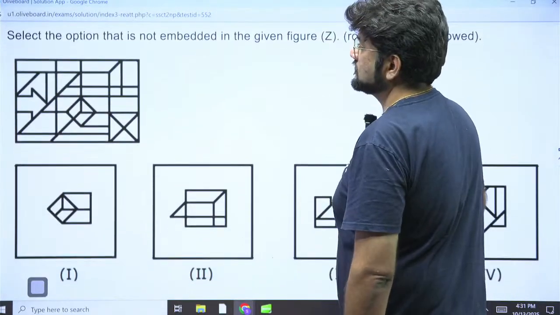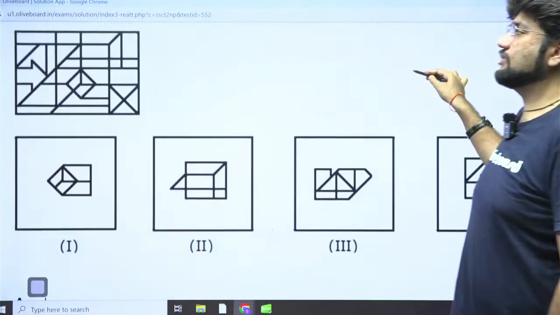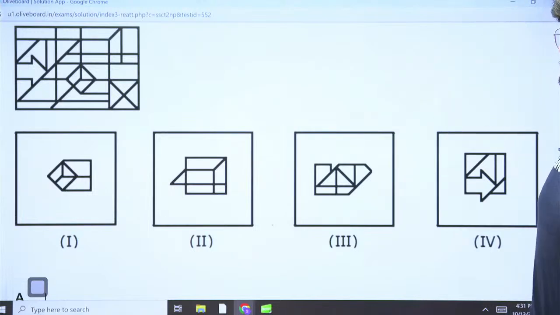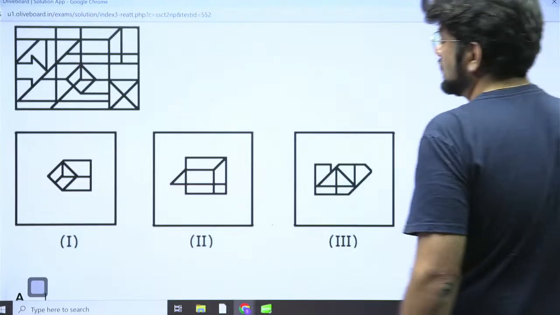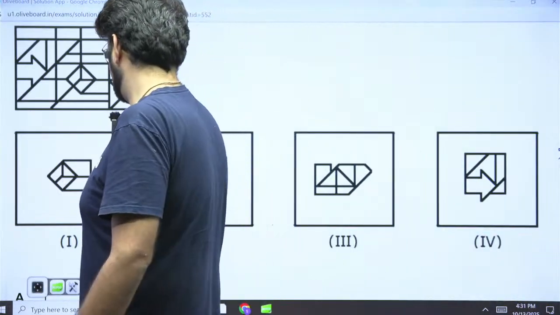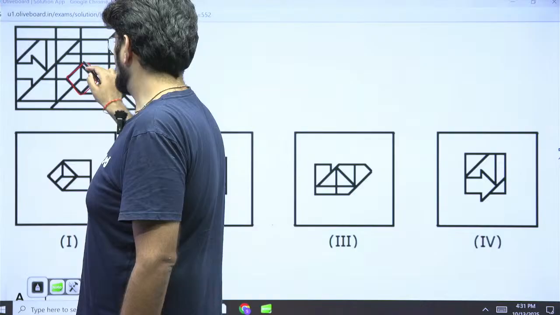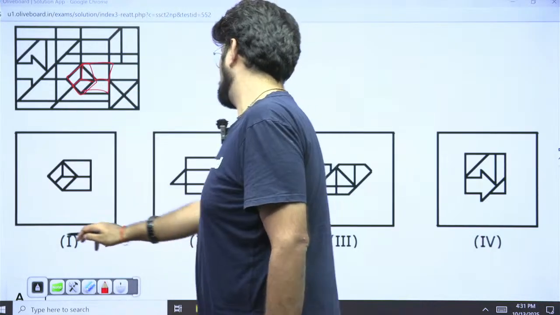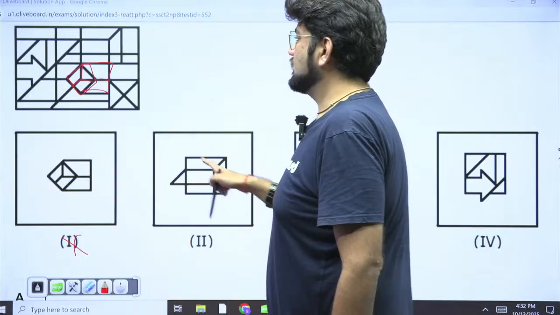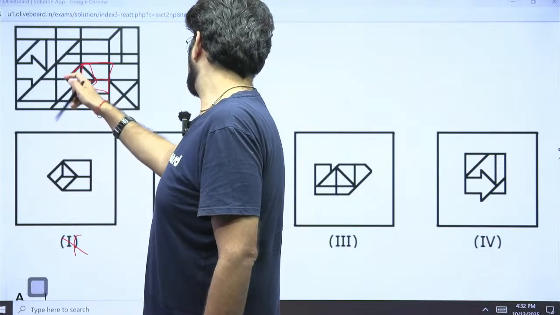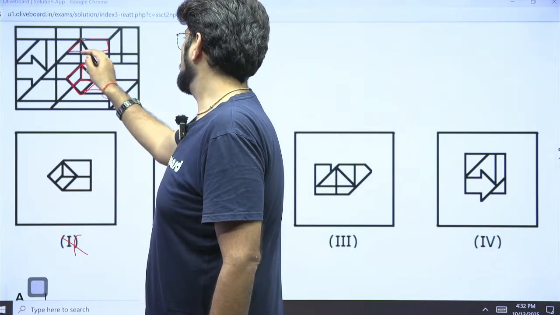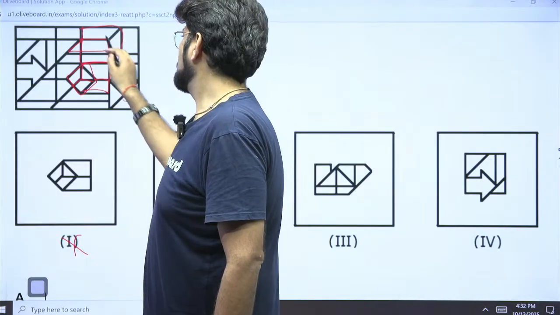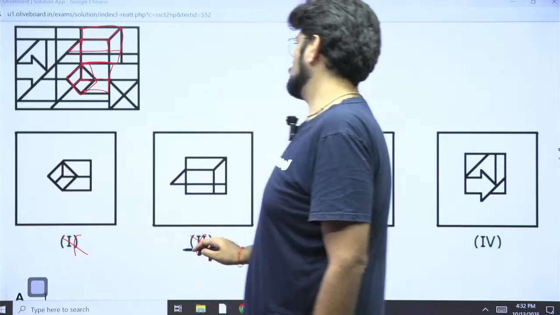Question. Select the option that is not embedded in the given figure. Please don't get confused otherwise. We're looking for the figure which is not embedded in the given figure. So it's clearly visible. The first one we can all see here in this zone. Okay, the whole figure is here. So this is not an answer. Second one, a lot of us get confused here. Okay, but this is right here actually. Okay, second one is also not an answer.